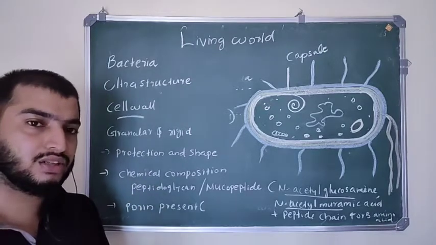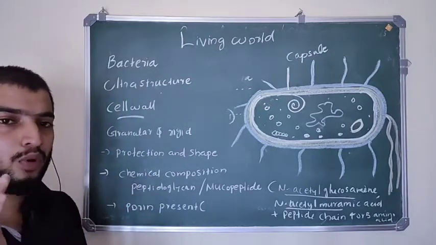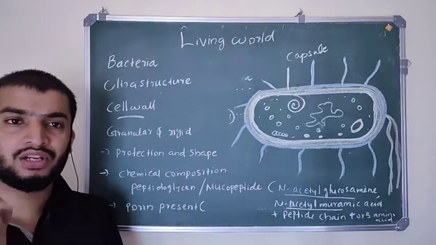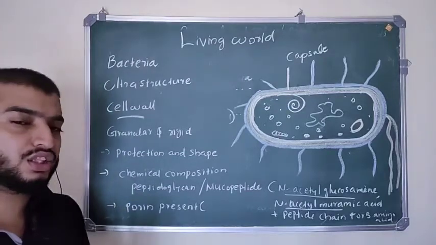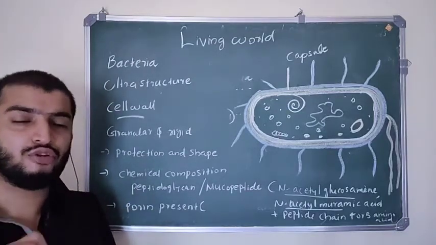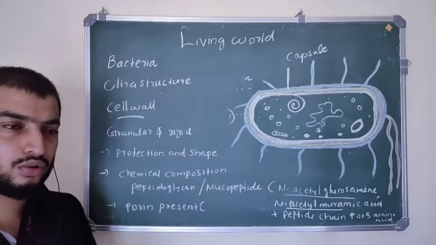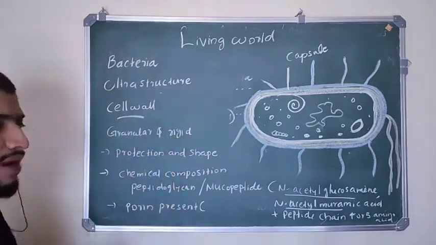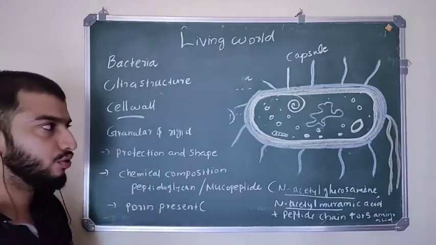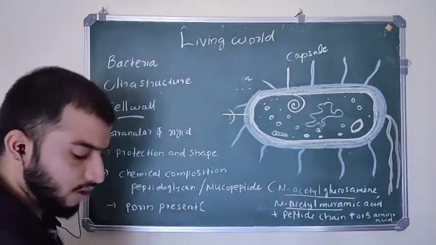In this bacterial cell wall, a polypeptide is present, that is, pore rings are present, and these pore rings help in diffusion of solutes. So this is the bacterial cell wall. You can see here, this is the bacterial cell wall.